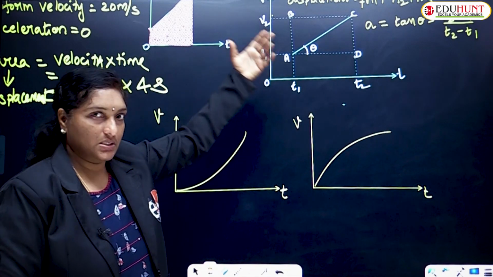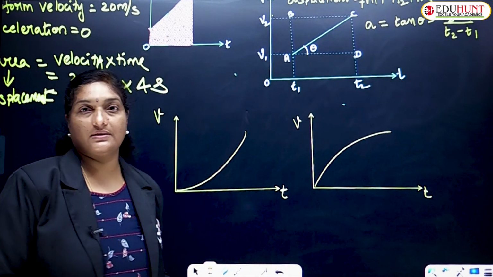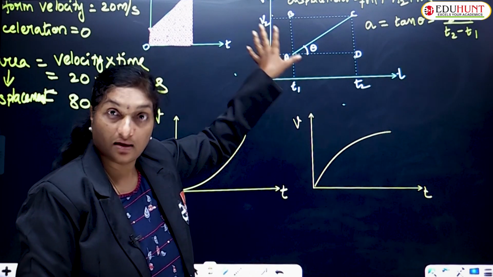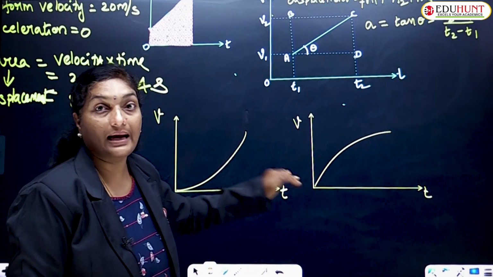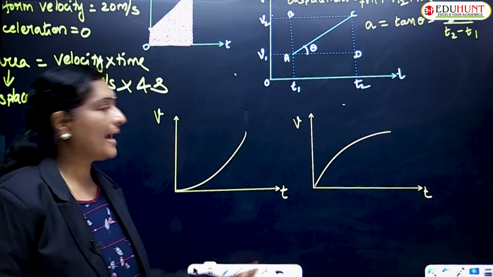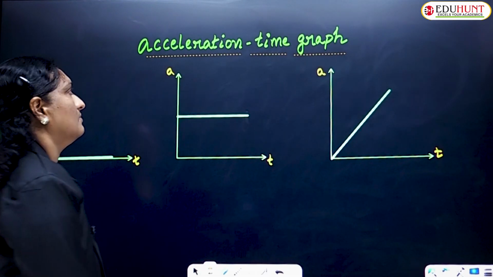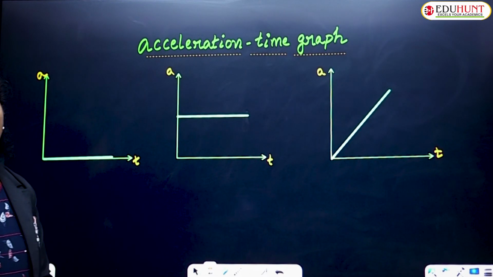Earlier case, velocity is variable. This case, velocity is variable. But earlier case, acceleration is constant, but here acceleration is variable. That thing you need to remember, children. And now moving to the next topic, that is the acceleration time graph.